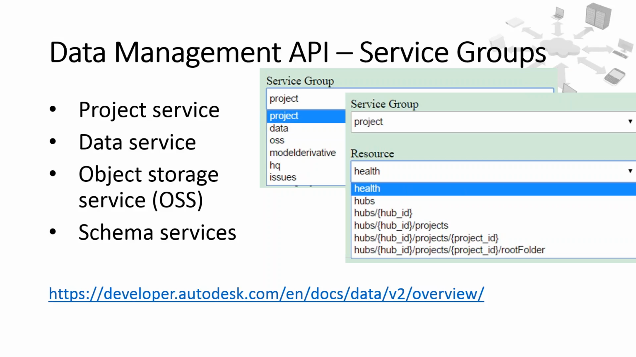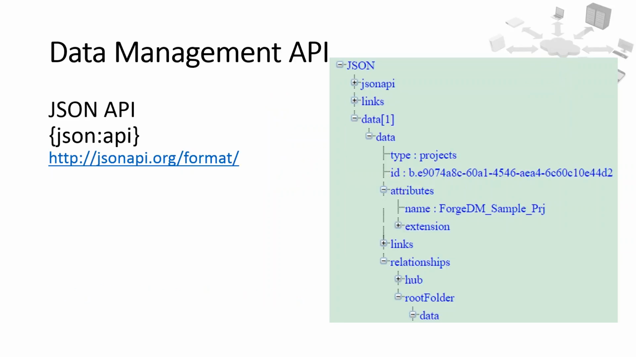And then schema services. Schema services give you the schema of the REST API, the returned values, and access format. I should also note that if you access the data management API, the returned response looks like this. It has JSON and JSON API links, data, and then within this data, you also see type, attributes, links, relationships, and so on.